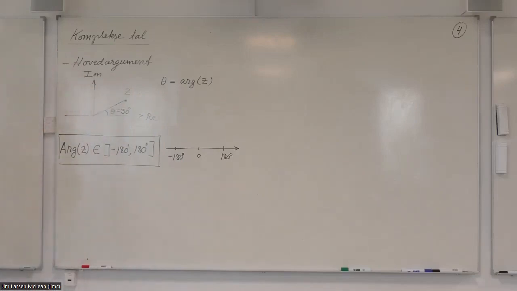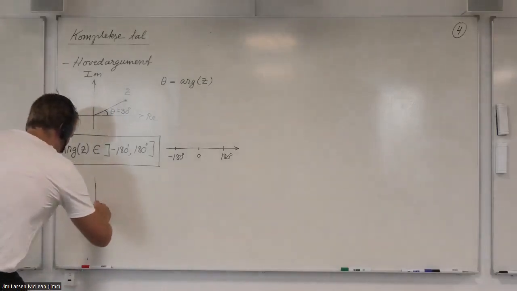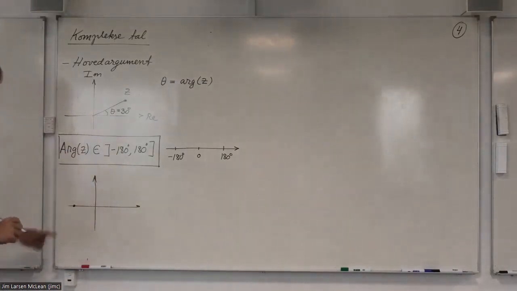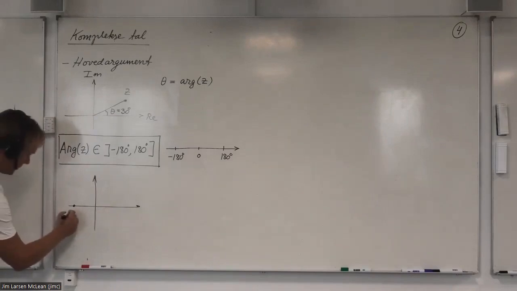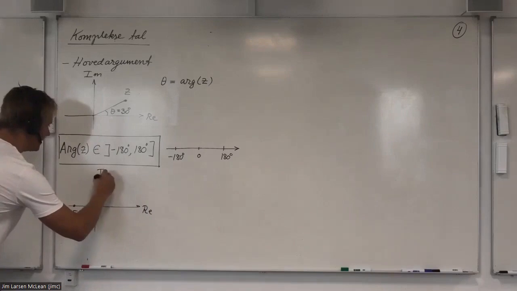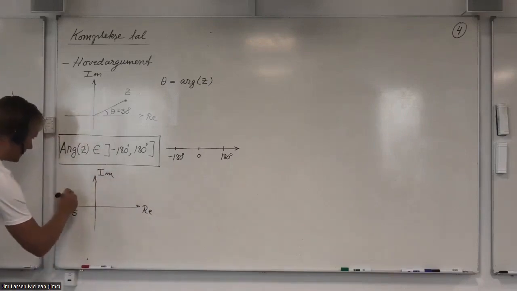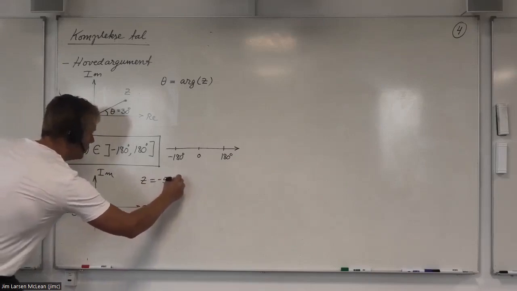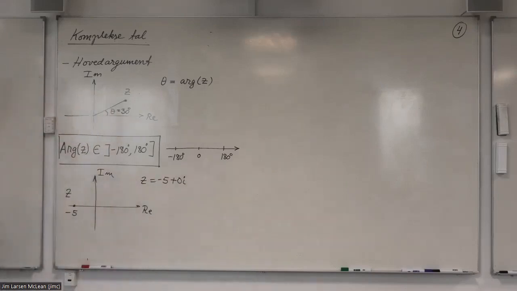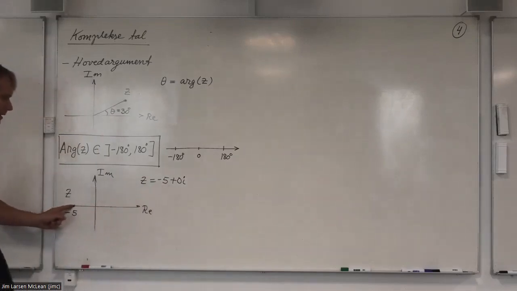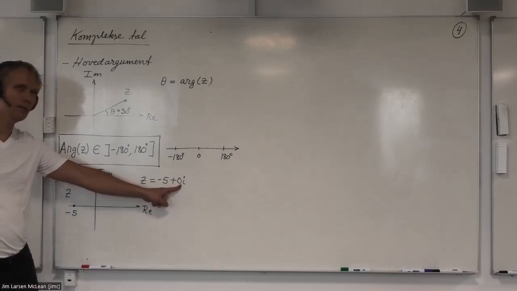Let's take another example. Imagine I have a complex number located here. Let's see, the complex number -5. So here is the real axis, here is the imaginary axis, and now I have a complex number z located here, and z is -5 plus 0i. If you write it in rectangular form, I go -5 on the x-axis. I don't go up on the y-axis at all, so I end up there.